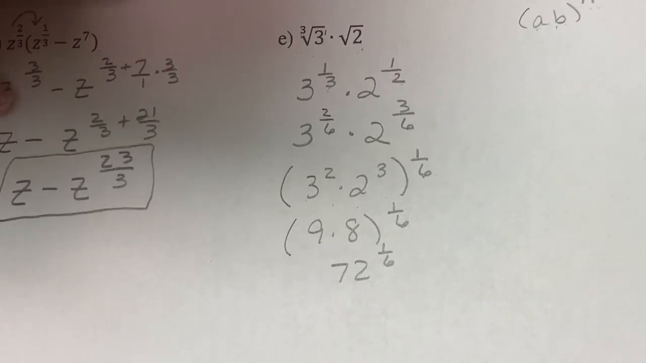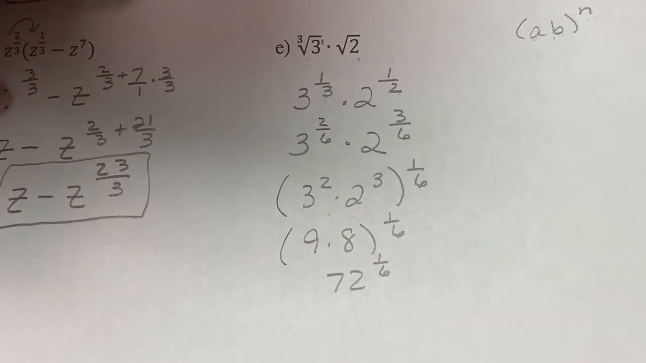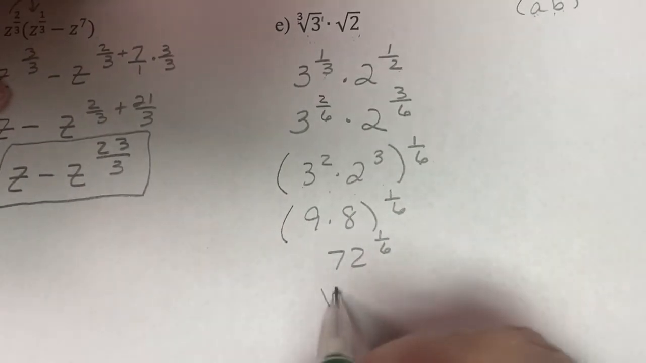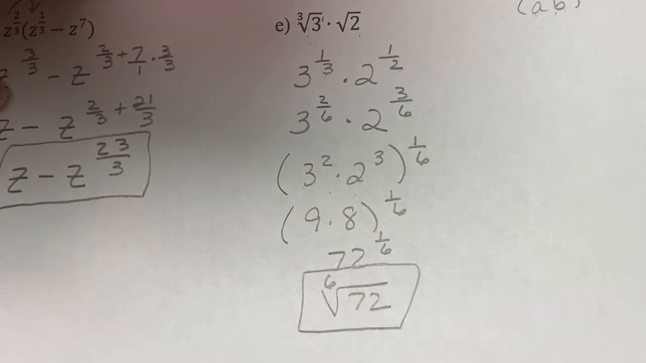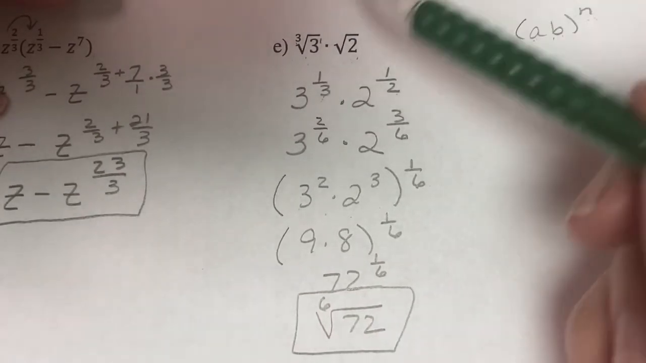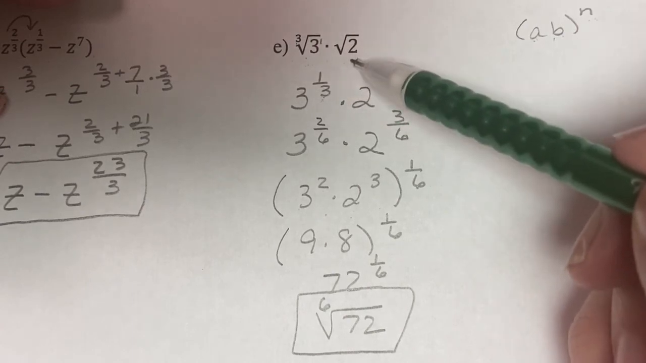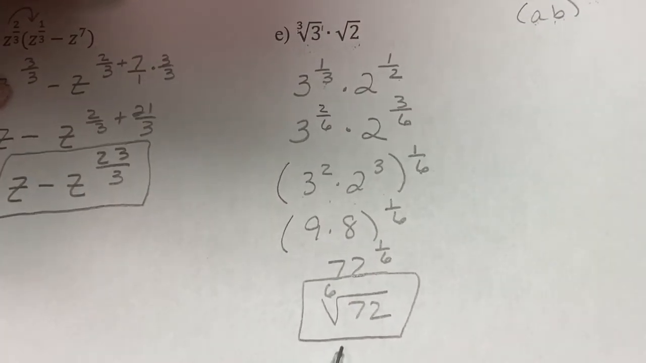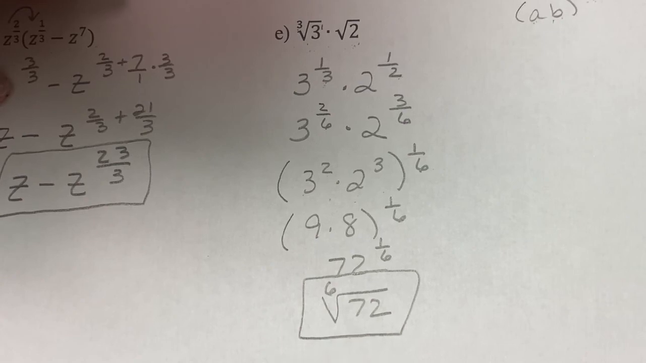And again, remember that rule of thumb I mentioned earlier? If we start with radicals, we should end with radicals. So in this case, we're going to change this to the 6th root of 72. So look how crazy that is. If you multiply the cube root of 3 times the square root of 2, you end up with the 6th root of 72. Again, you might want to go back and watch that a couple of times.